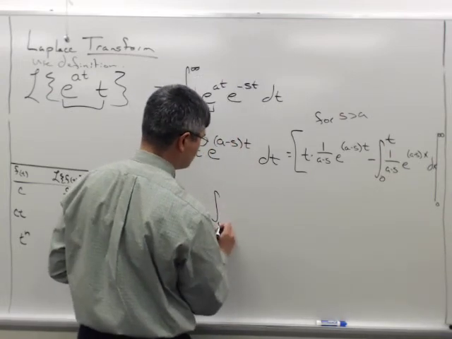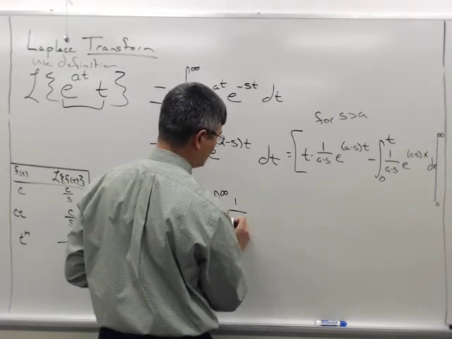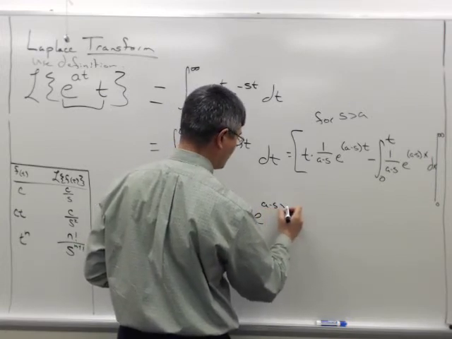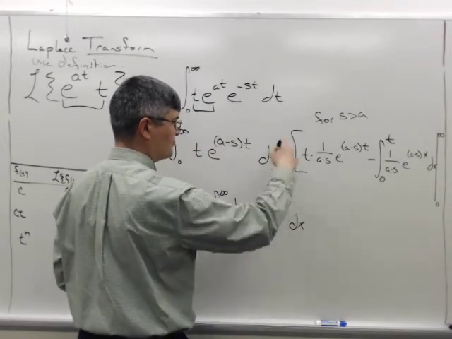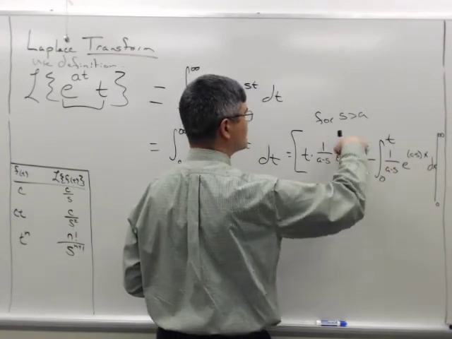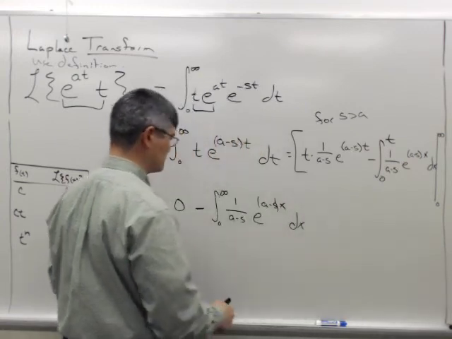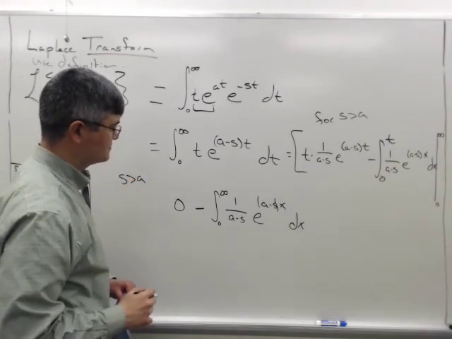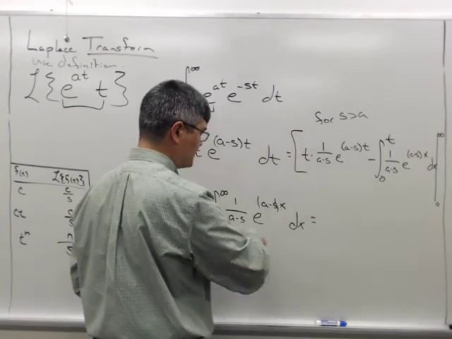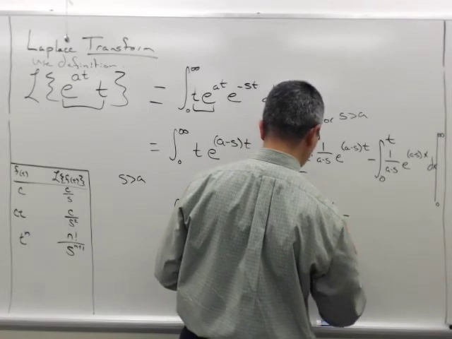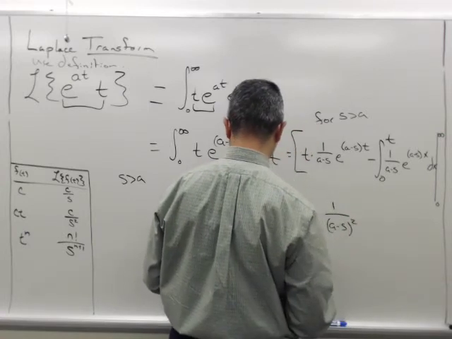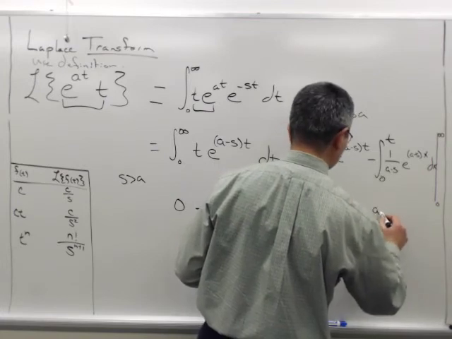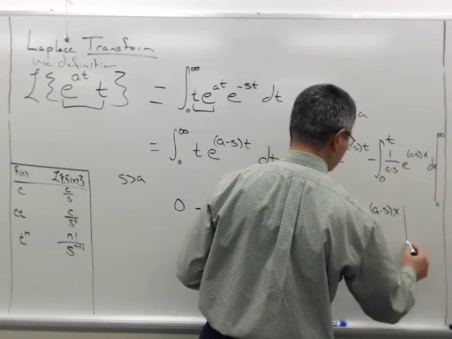Then I have minus the integral from 0 to infinity of 1 over a minus s e to a minus s x dx. And when I put 0 in here, then this goes to 0 and it doesn't matter. I put 0 in there, it goes to 0 and it doesn't matter. So this is the only term that I have left. But I do have this restriction that s be greater than a. And then all of this stuff becomes 1 over a minus s squared, e to the a minus s x, and evaluate it from 0 to infinity.